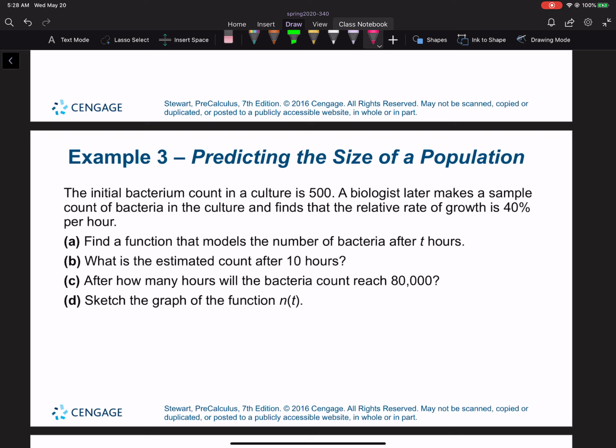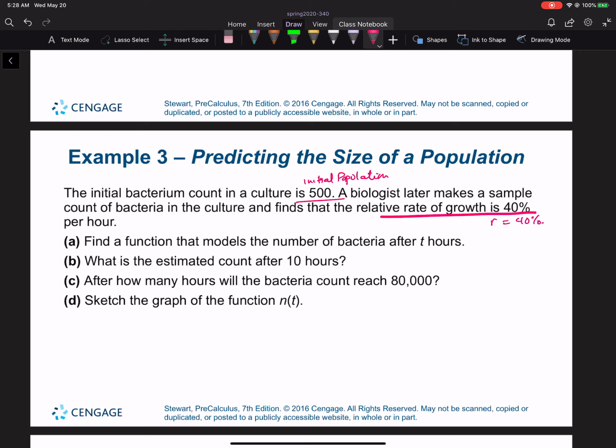It says that the initial bacterium count in a culture is 500. So this is my initial population. A biologist later makes a sample count of the bacteria in the culture and finds that the relative growth rate is 40%. So we know r is 40%. Find a function that models this bacteria after t seconds. So here they didn't really tell us about any growth factor. All they told us was the relative growth rate.